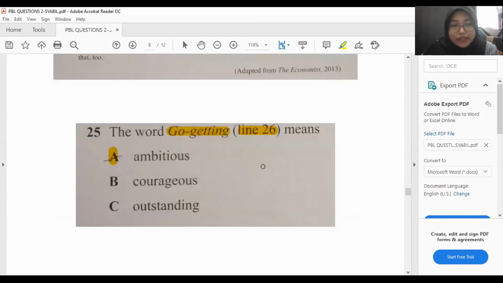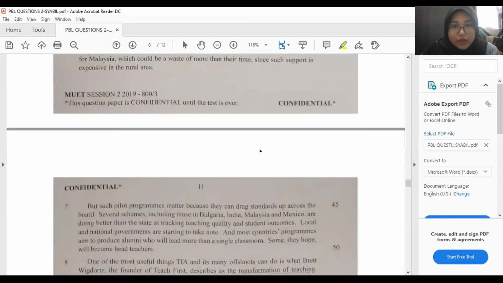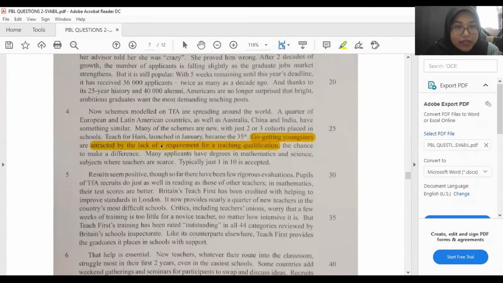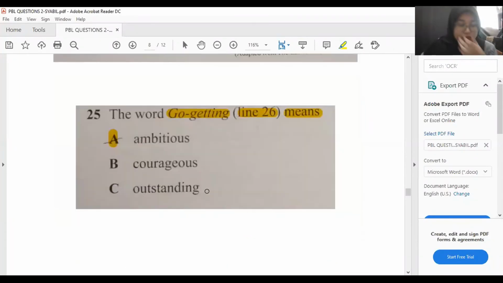Next question. Here we see it means, and the word that we are going to find the meaning of is go-getting, which is in line 26. From line 26 the sentence is: go-getting youngsters are attracted by the lack of requirement for a teaching qualification, the chance to make a difference. Many applicants have degrees in mathematics and science subjects where teachers are sacked. Typically, just 1 in 10 is escape. Okay. So here the options given are ambitious, courageous, and outstanding.